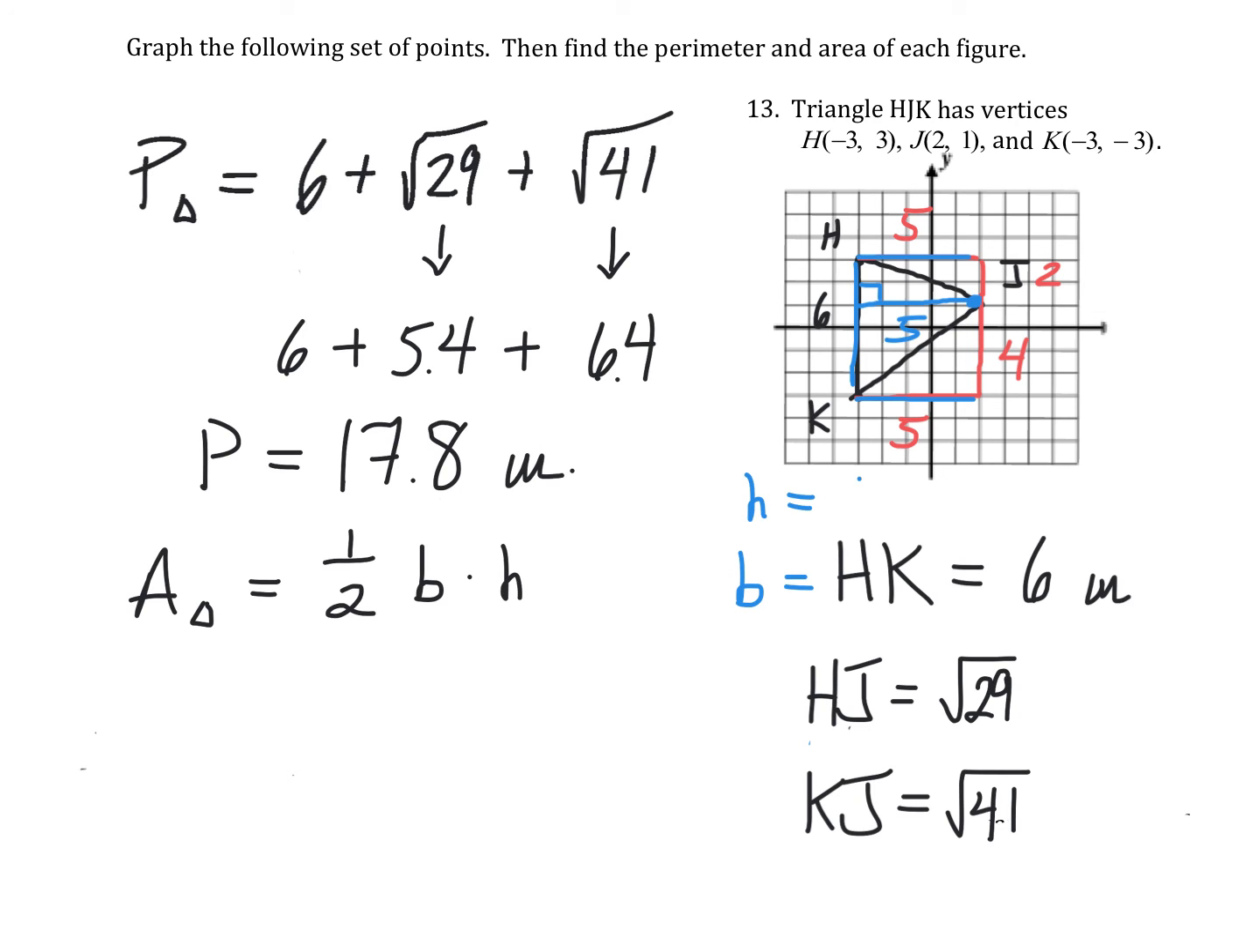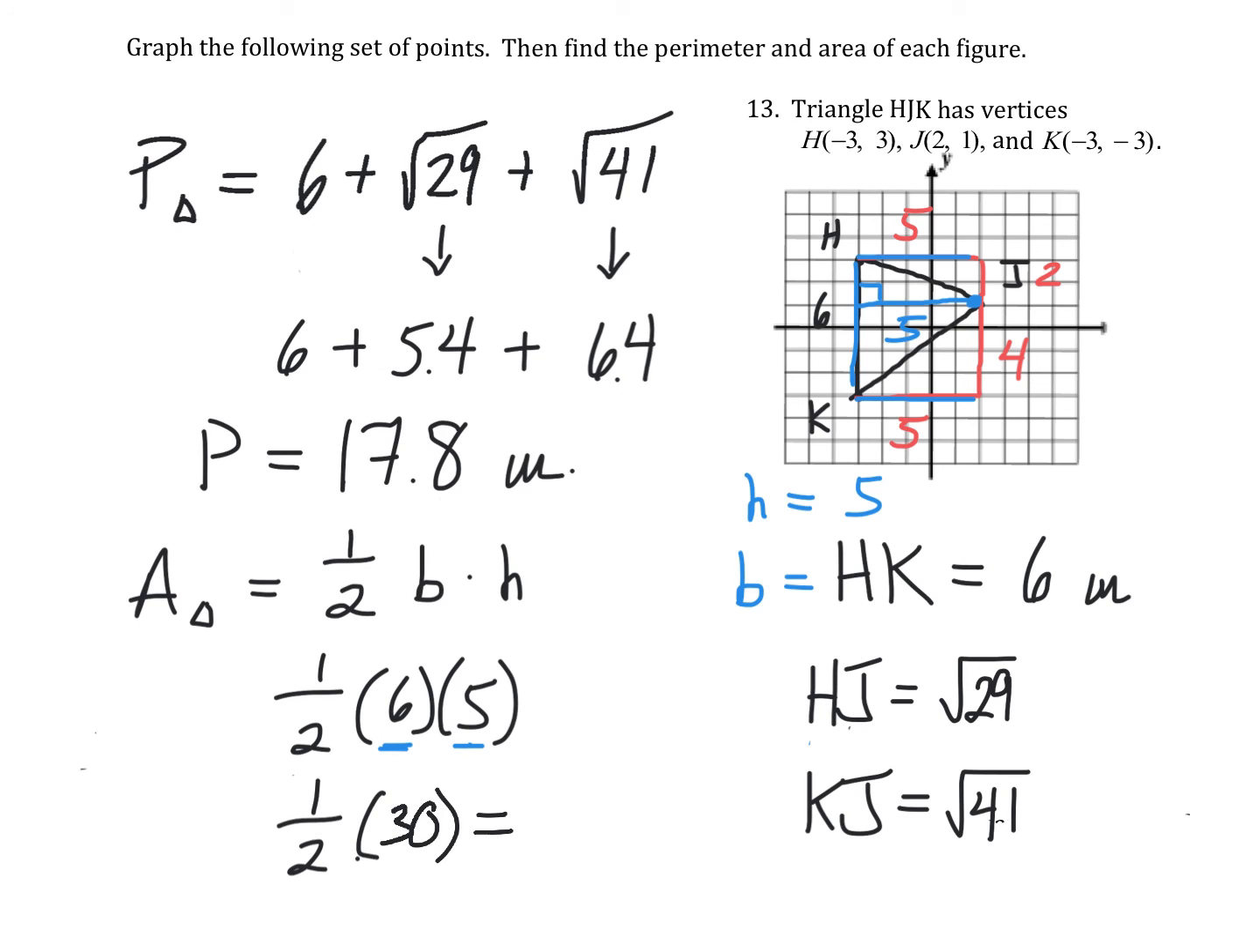So I have my base, I have my height, now we just need to plug it into our formula. It's going to be 1/2 times 6 times 5. Once again, you're not distributing that half to both terms, you're just multiplying everything together. If you want to, you can start with the 6 and 5. Then it's going to turn into 1/2 times 30, which will then give me 15 units squared.